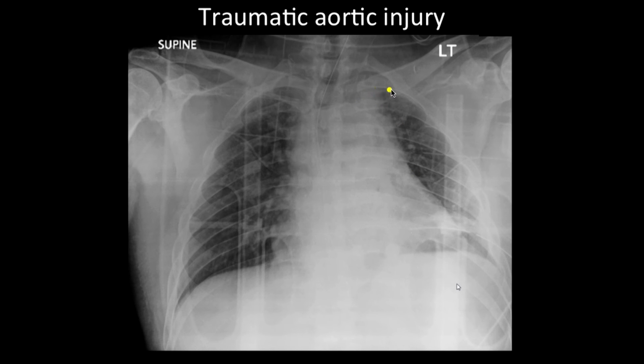And then there's also some opacification in the apex of the lung concerning for an apical pleural cap or apical pleural fluid. And this patient on subsequent CT turned out to have a fairly significant aortic injury with a partial rupture. So the mediastinum is wide, the aortic structures are sort of indistinct, and on top of that you can see blood tracking up in the left apex as well, and the history of trauma.